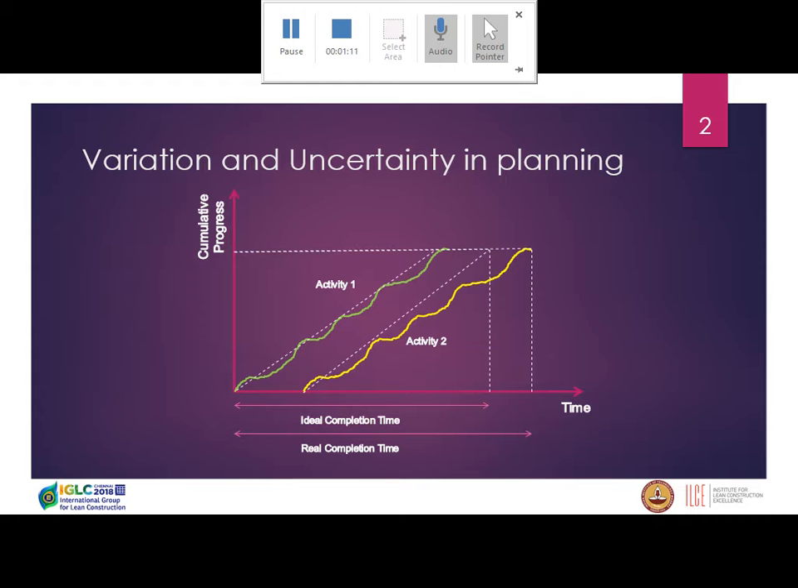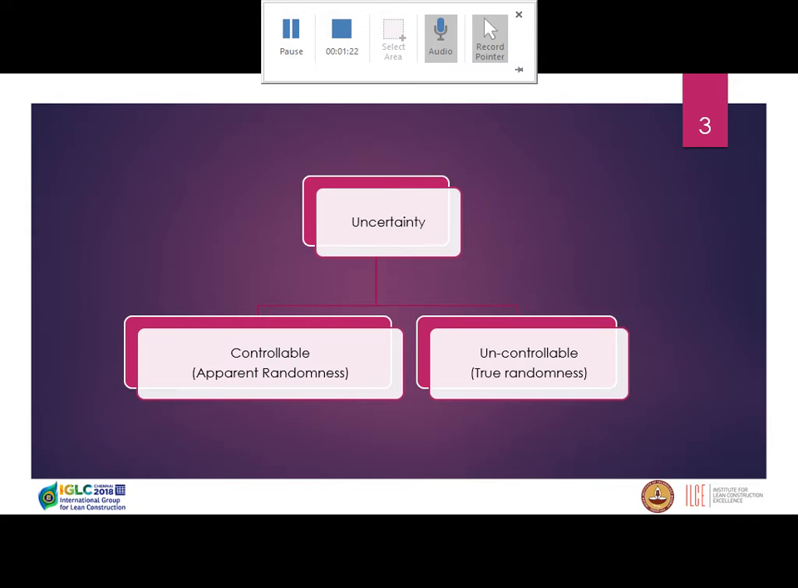As expected, in reality we will have some deviations from the plans, and these deviations are accumulated along the way, along the chain of activities in the project. These deviations are introducing uncertainty into our schedules. We can divide this uncertainty into two main parts. Part of uncertainty is randomness. It's completely uncontrollable. For example, natural disasters are out of our control. When it happens, we cannot do anything in this regard.